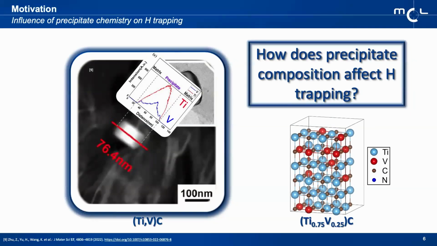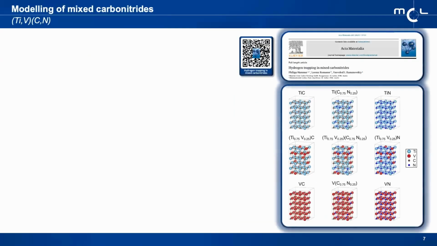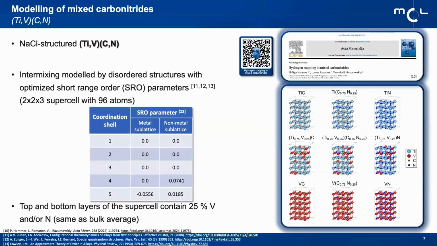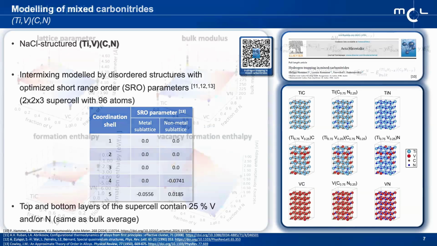Here, a nice simulation: you put these two together, you get titanium vanadium carbide, as suggested in the title. And here already my question: how does it affect hydrogen trapping? We addressed this in a recent publication from earlier this year in Acta Materialia, where we not only investigated titanium vanadium carbide, but these also are very strong nitride formers, and nitrogen we always have in our steels. So we had a look at the titanium vanadium carbon nitride system. We modeled the alloying by use of disordered structures with optimized short-range order parameters.